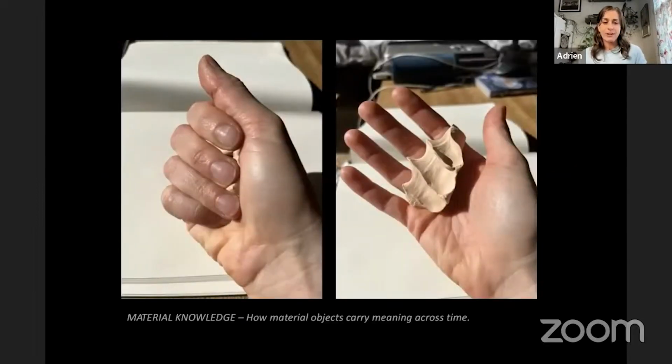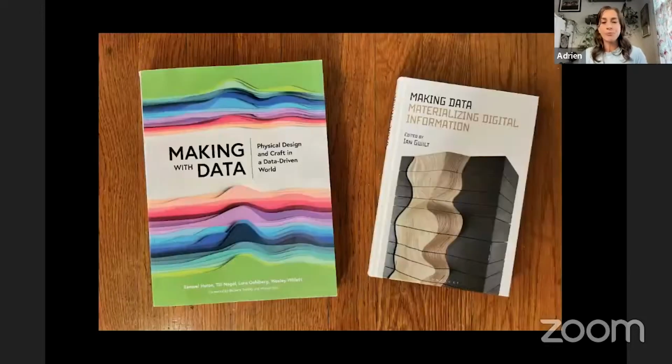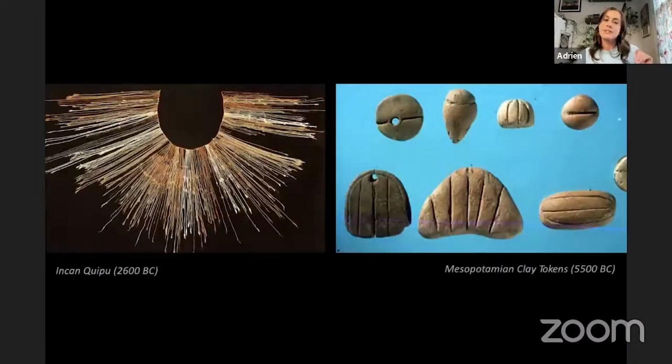Material knowledge is of the utmost fascination to me. I love working with material. I love working with my body, and really thinking about how material objects and artifacts carry meaning across time and across generations. I just want to point out 2 books that came out last year as well, both about physical data: Making with Data with Routledge, and Making Data: Materializing Digital Information through Bloomsbury. Both of those feature some of my work and a bunch of other works along these lines. I'm not the first person who came up with this.